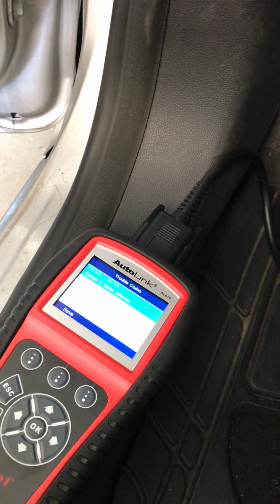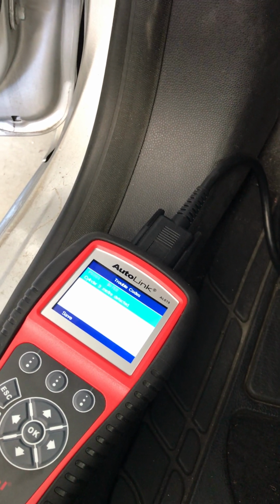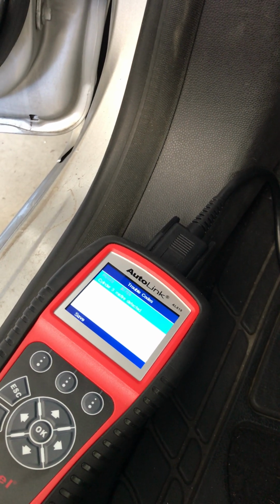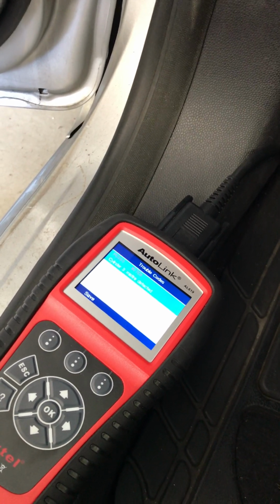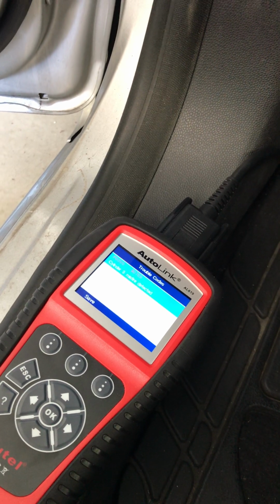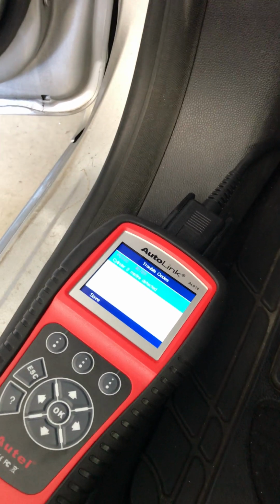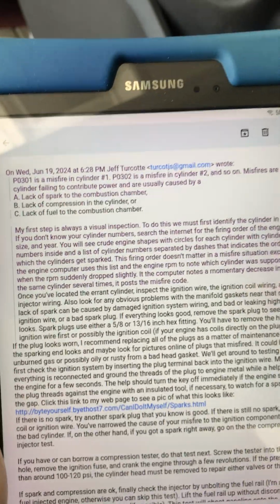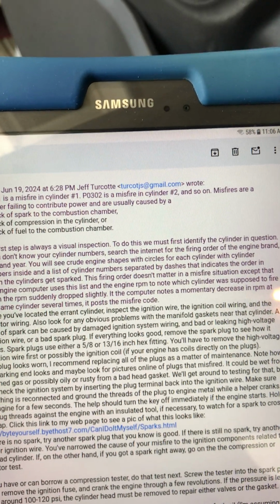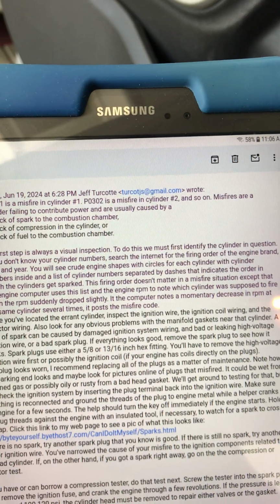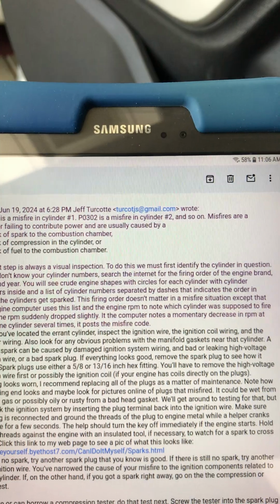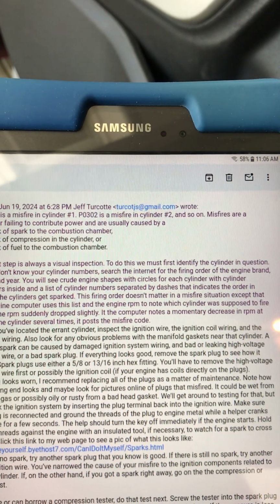So what's a misfire? A misfire is when the cylinder is just not contributing to the power of the engine. It's not burning gas in that cylinder. And generally a misfire can be caused by 3 things. You can see my notes here: lack of spark to the combustion chamber, lack of compression inside the cylinder, or a lack of fuel being delivered to the cylinder.